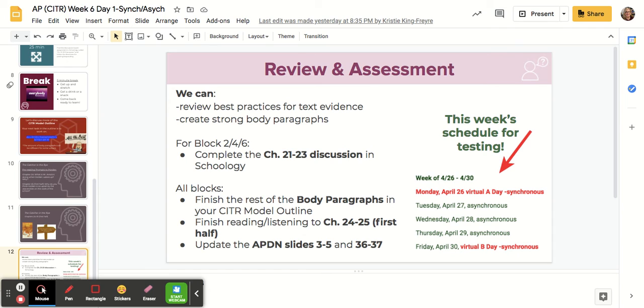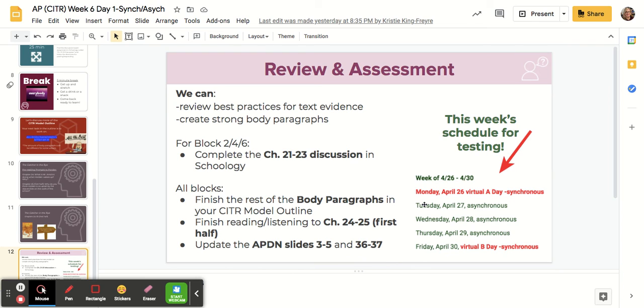So in order for you to be ready to go on Friday, you need to finish the rest of your body paragraphs in the Catcher in the Rye model outline. If that's 2 body paragraphs, fine. If that's 4 body paragraphs, that's fine too. You can submit them to me for feedback anytime you like. You need to finish listening or reading chapters 24 and 25. The links to the audiobook are in the speaker notes. And you need to make sure that your digital notebook slides 3 through 5 and 36 and 37 are done. You're here Tuesday, April 27th.